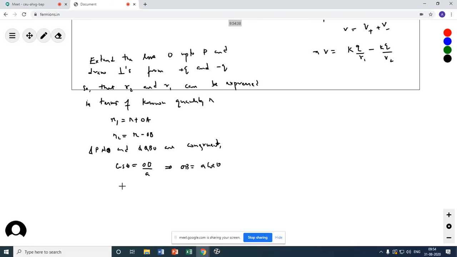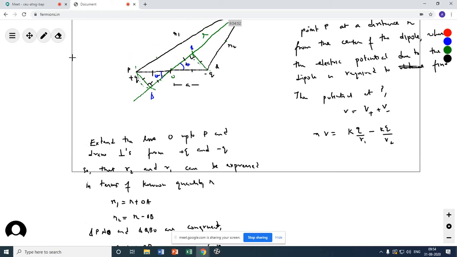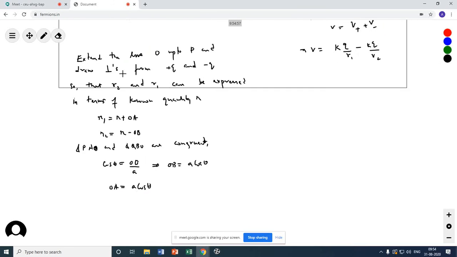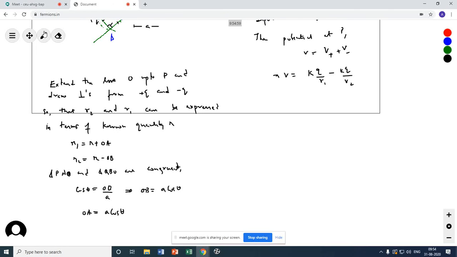Similarly, what do you think OA will be? Similarly, I can write OA will be equals to A cos theta. You can check it. You can see it is again OA would be base by hypotenuse, same thing. So then what will be our R1 and R2 now? R1 will become R plus A cos theta, and R2 will become R minus A cos theta.